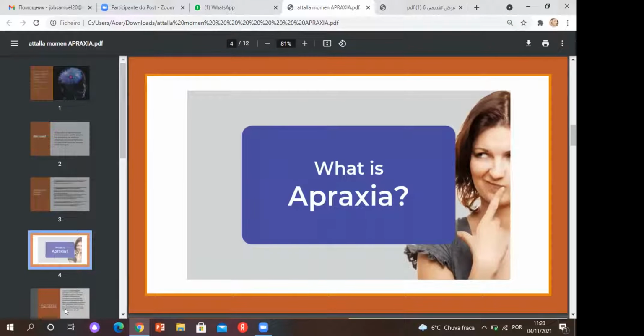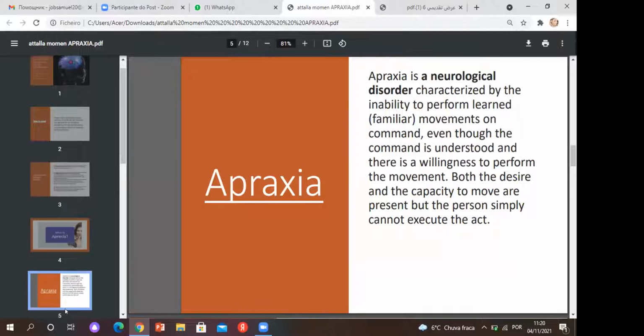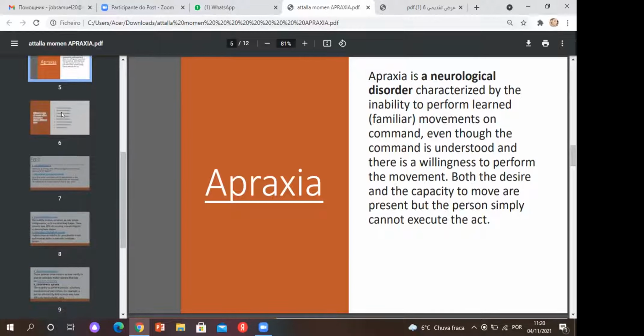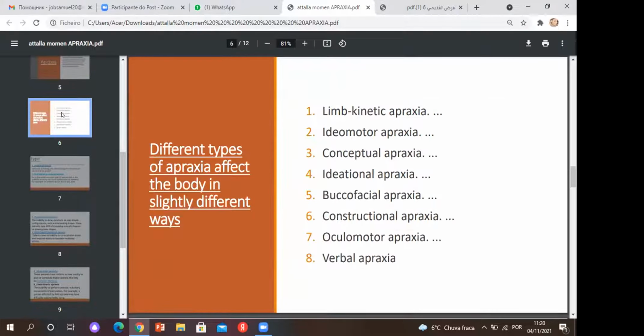What is apraxia? Apraxia is a neurological disorder characterized by the inability to perform learned movement on command, even though the command is understood and there is willingness to perform the movement. Both the desire and the capacity to move are present, but the person simply can't execute the act. We have different types of apraxia that affect the body in slightly different ways.